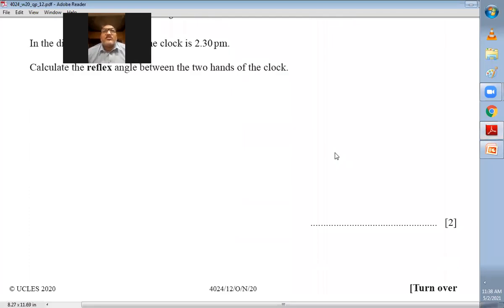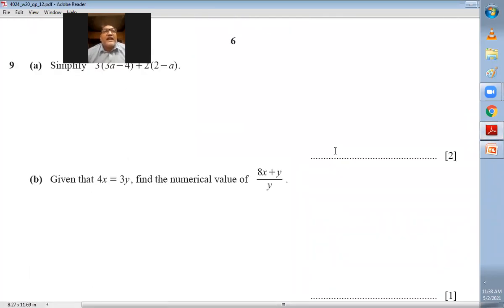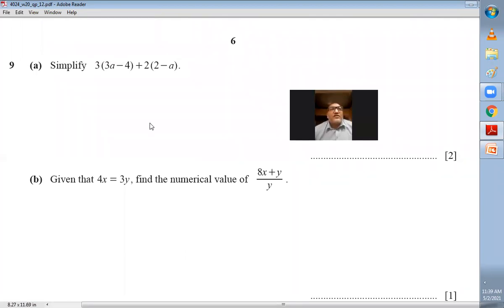The next question coming up on your screen is question number 9, and it has 2 portions. Let me show you. The first portion is simplify. Here you have to open up the brackets. If they can be added or subtracted, do it. In the second part, let's focus on the second part later. First of all, this 3 will multiply with this bracket, and this plus 2 will multiply this bracket, and then we will add or subtract whatever is possible.